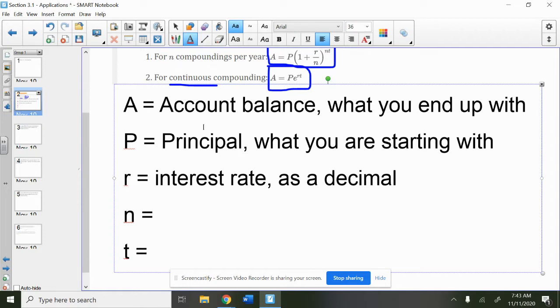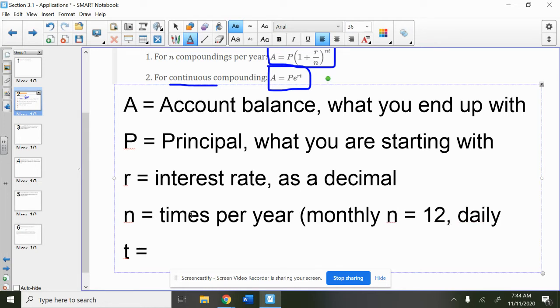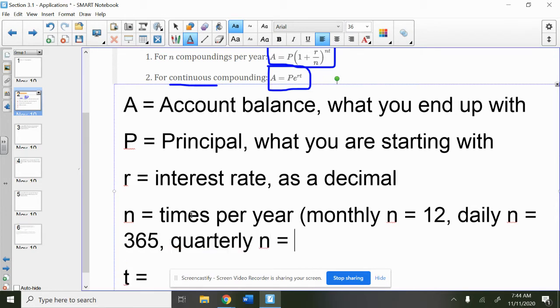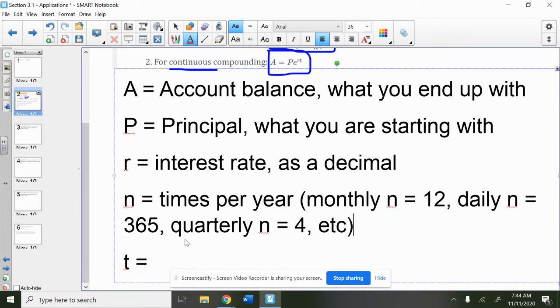N, when you see right here, it's compounding per time. So N is how many times per year. For example, if you hear quarterly, there are 4 quarters, so N would be 4. If you hear monthly, there are 12 months a year, so N is 12. If you hear daily, there are 365 days a year, so N would be that. If you hear yearly, there's only 1 year in a year, so N equals 1. Those are the main ones. So monthly, N equals 12. Daily, N equals 365. Quarterly, N equals 4.